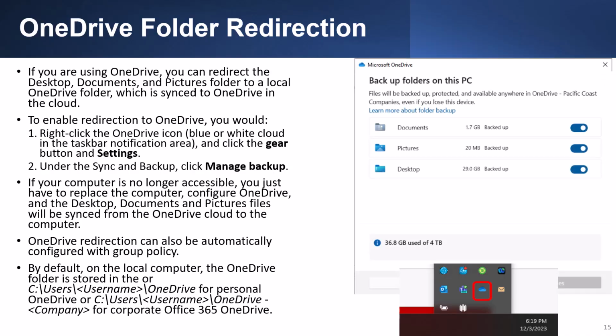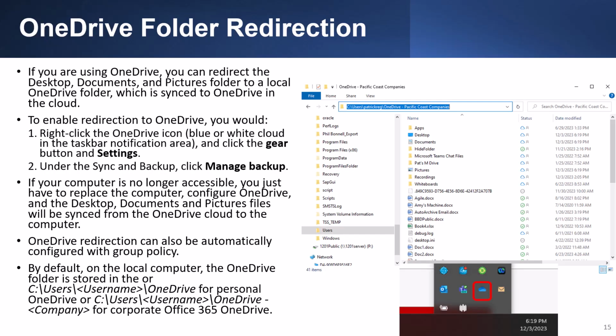If your computer is no longer accessible, you just have to replace the computer. Configure OneDrive and the desktop, documents, and pictures files will be synced from the OneDrive cloud to the computer. OneDrive redirection can also be automatically configured with group policy. By default, on the local computer, the OneDrive folder is stored in C:\users\username\OneDrive for personal OneDrive, or C:\users\username\OneDrive - and the company name for corporate Office 365 OneDrive.